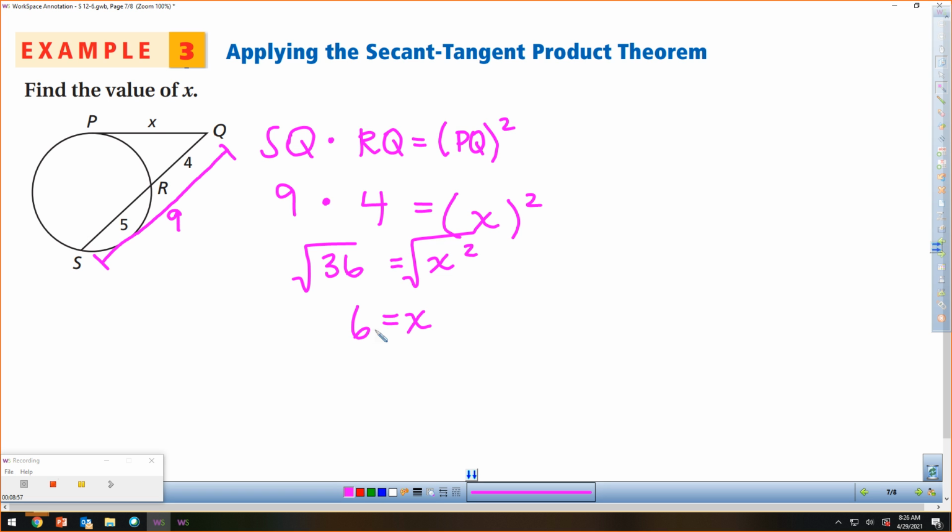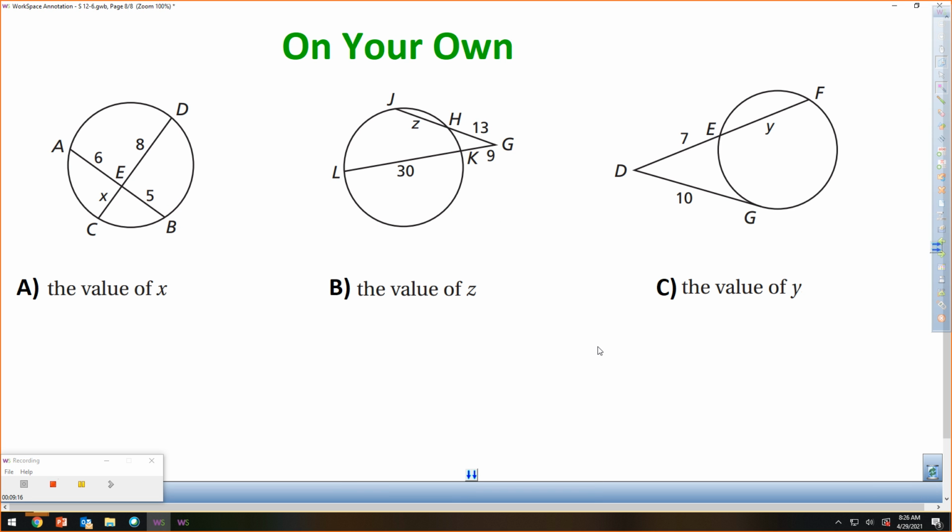That's it, guys. Those are the 3 things we're going to do today. So if they're chords, you multiply each piece. If it's two secant lines, whole times outside equals whole times outside. Secant and tangent, whole times outside equals tangent squared. So go ahead and do these 3 on your own. Should take you maybe 2 or 3 minutes. I'm going to call on different people to help me out with them.